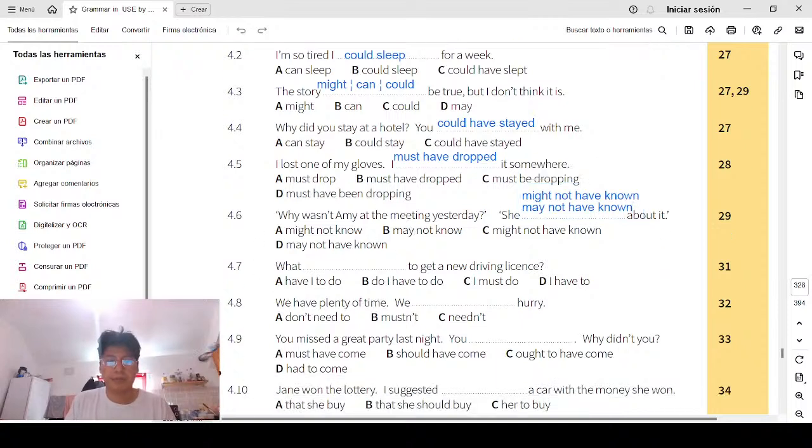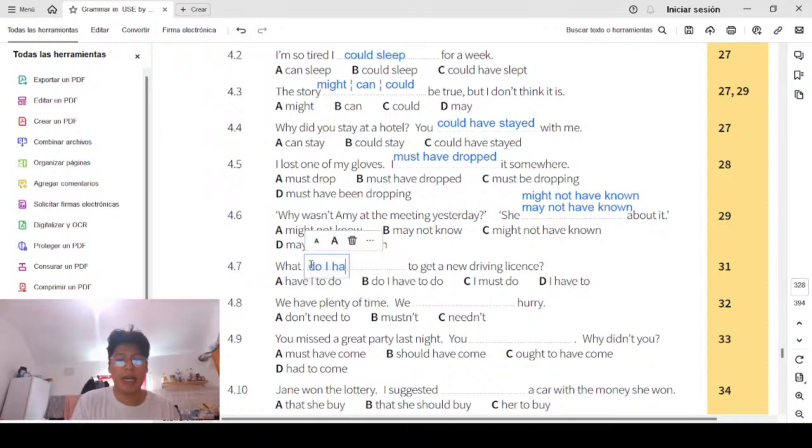Okay, next one. What do I have to do to get a new driving license, or what must I do to get a new driving license, or what had I to get a new driving license? Okay, the correct answer is "do I have to."